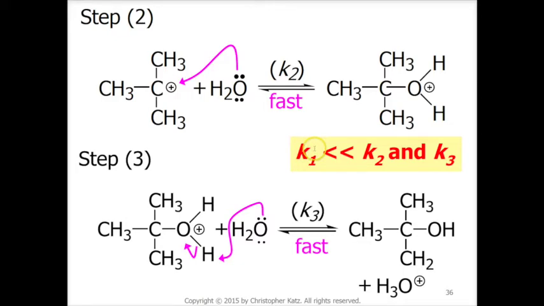Your K1 is much slower than your K2 and K3. These are fast steps here. Your K1, your first thing that happened, is your ionization process. So that is your rate determining step. We won't necessarily talk about numbers here, right? We will talk about relative rates, but that's about it. The only time we'll talk about numbers is in bond making and bond breaking in terms of enthalpy of formation and so forth. But for right now, we won't talk about any other rate values.